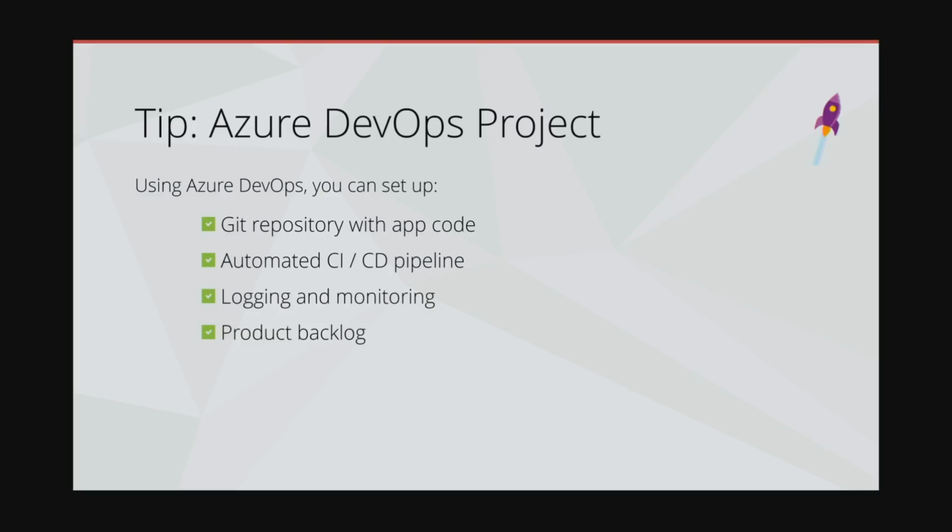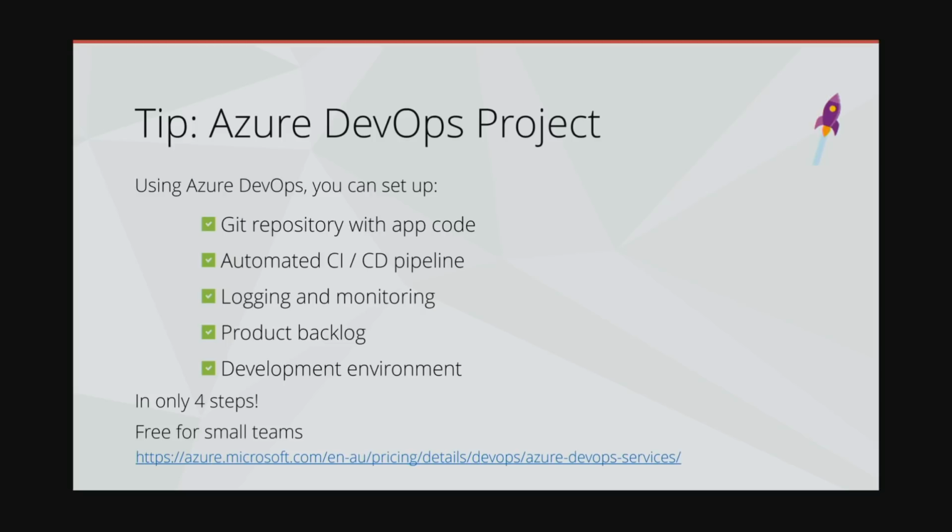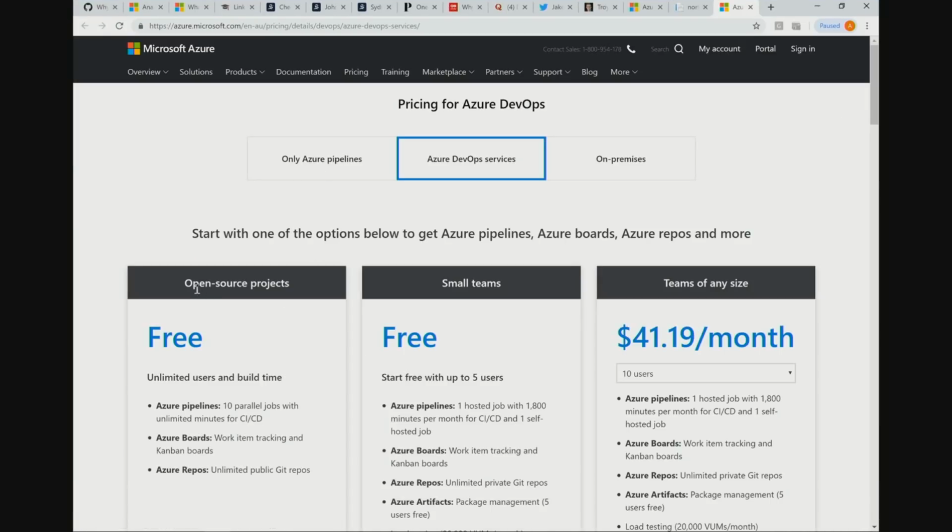Logging and monitoring, there's a bit of work to set that up. And now he should have his product backlog started. You don't do work without having a backlog item. And he's got to have his development environment all configured right. So, in 4 steps. I want you to mention this stuff that I'm showing is free for small teams. And it's free for open source projects.